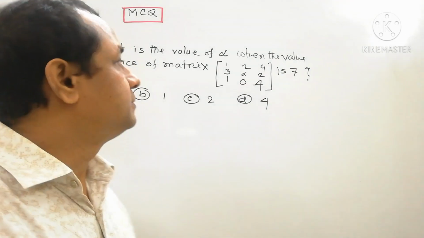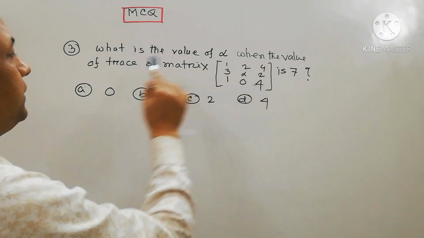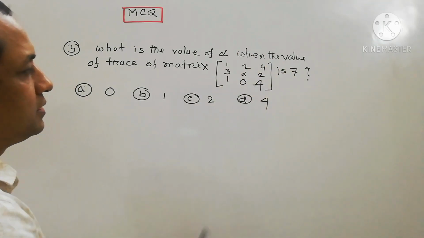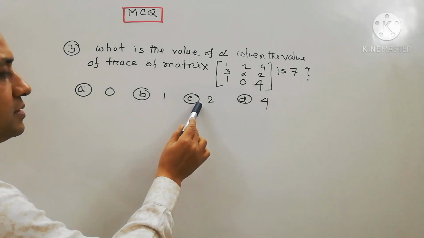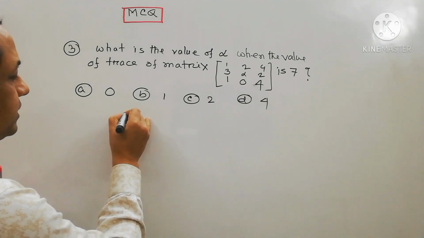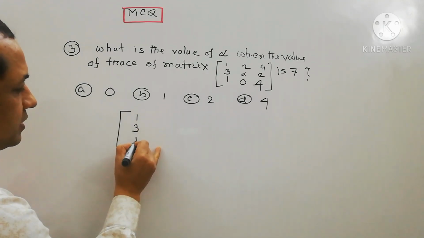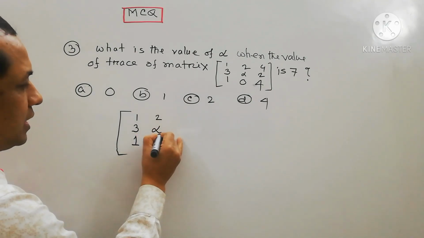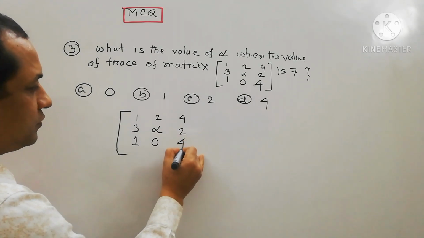Question number 3. What is the value of alpha when the trace of a matrix is 7? Then what is the value of alpha? Option A is 0, option B is 1, C is 2 and option D is 4. So, students, attention please, look at the board. The given matrix has first column 1, 3, 1, second column 2, alpha and 0, and third column 4, 2 and 4.